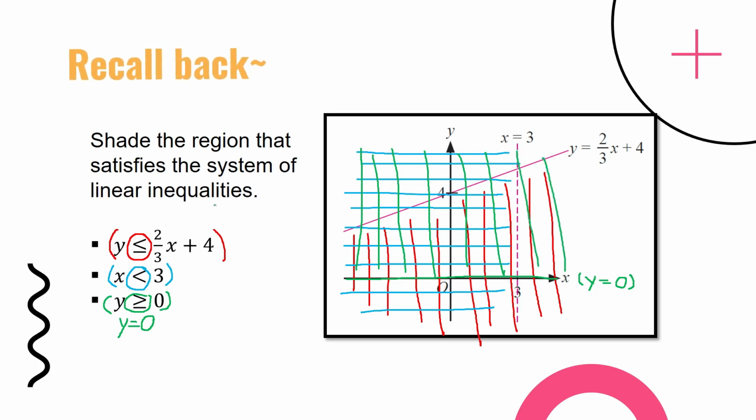We already checked all of the three linear inequalities, and then we must find the common area. To check the common area, I will use a yellow highlighter. And then we check which region has the three colors. This region has three colors: blue, green, and red. So I will shade this region.